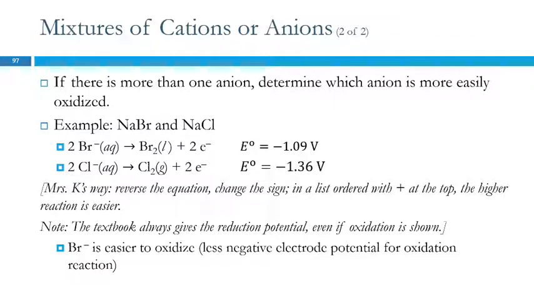If we have more than one anion, again, we have to look at which one is easier. The anion gets oxidized. Which one's easier to oxidize? So if we've got sodium bromide and sodium chloride, here we've got the bromide going to bromine plus 2 electrons. This is an oxidation. Chloride going to chlorine plus 2 electrons, also the oxidation.